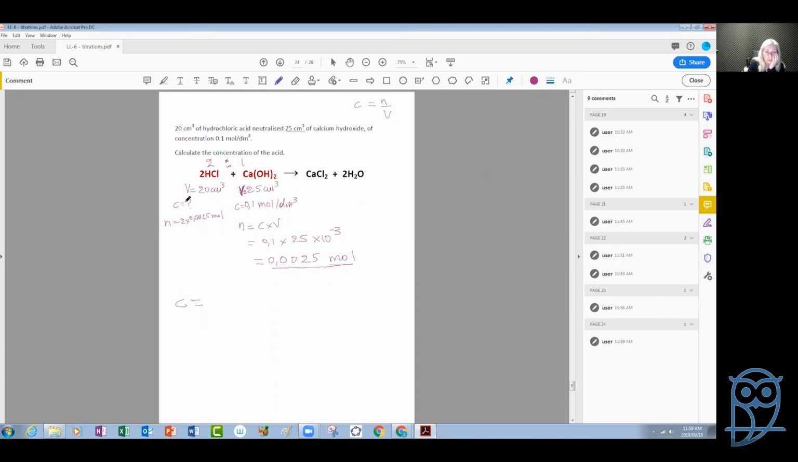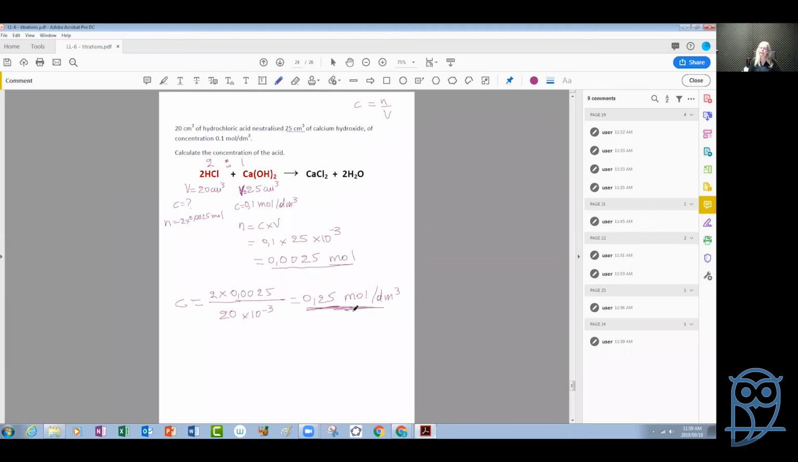So now that we know the number of moles, we can find the unknown concentration again. Concentration is amount, which is 2 times 0,0025, divided by the volume, which is 20 times 10 to the power of minus 3. Okay, good. What is the answer there? I think this is 0,25. I hope I'm looking at the correct answer here. Moles per cubic decimeter. Okay, so there it is.